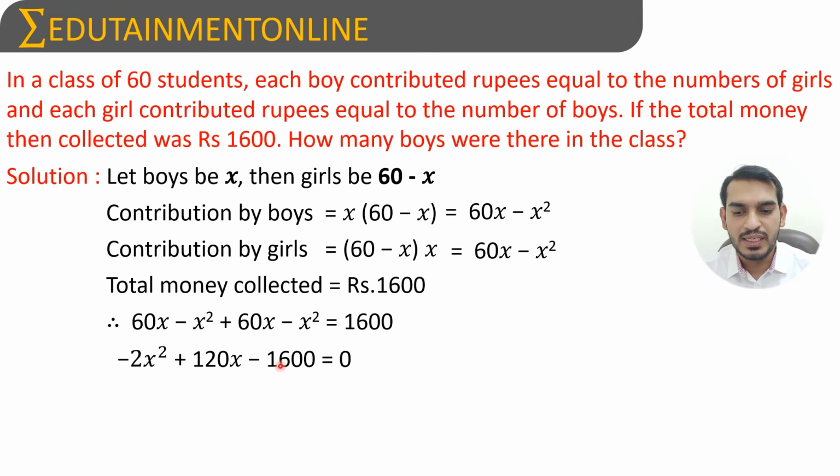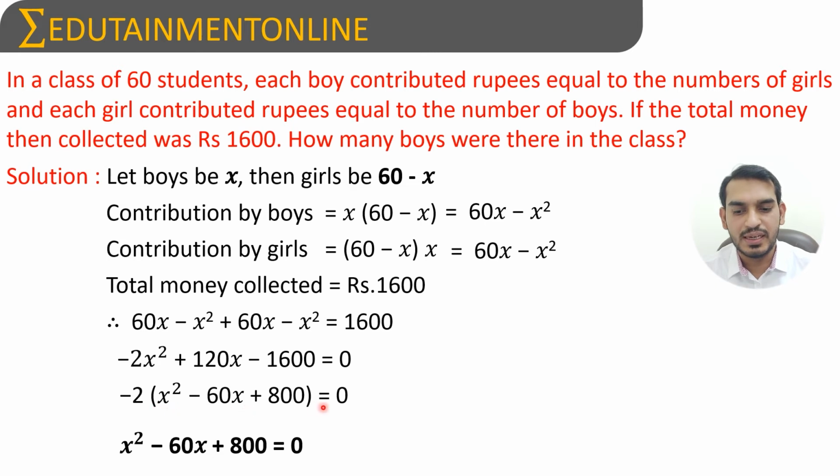Now from these three terms, we can take minus 2 common. So it will be minus 2 into x square minus 60x plus 800 is equal to 0. Transposing this minus 2 to the other side, that will be 0 by 2 is equal to 0. So the equation is x square minus 60x plus 800 is equal to 0. Now if we find the roots of this equation, then we will get the value of x, which is equal to the number of boys.